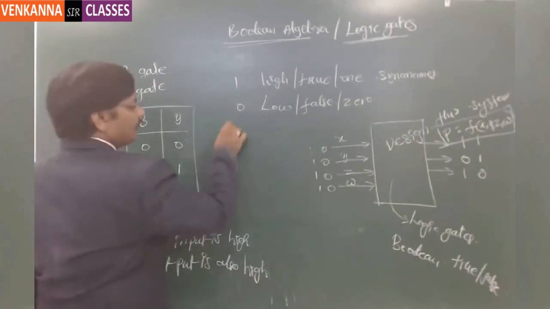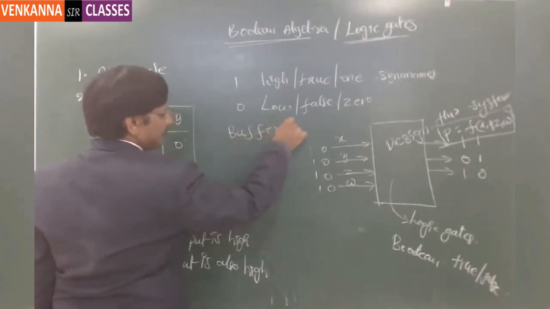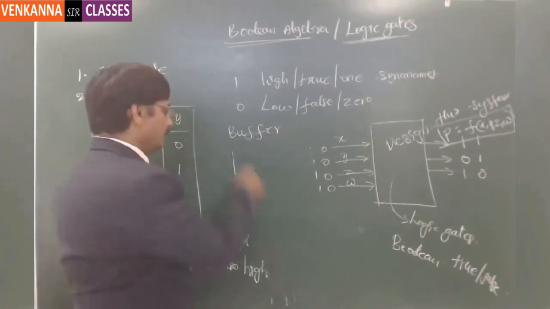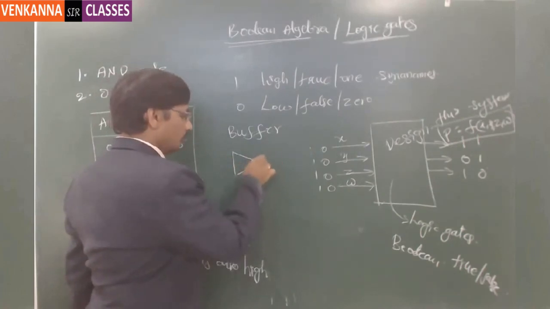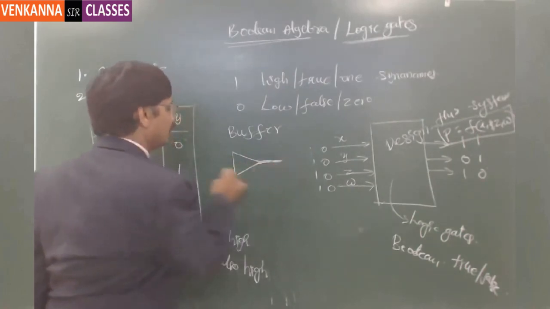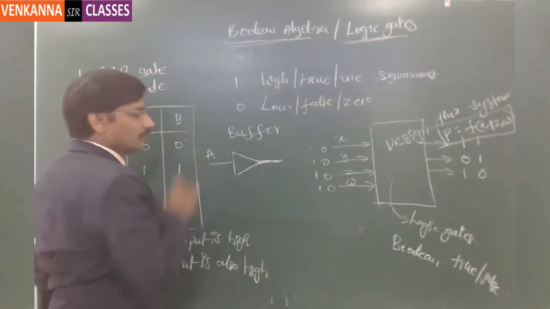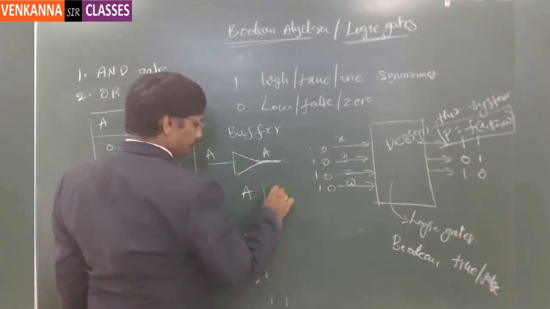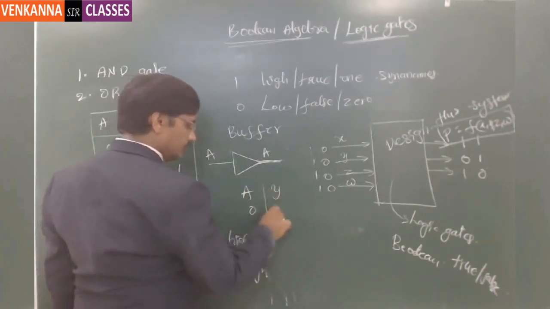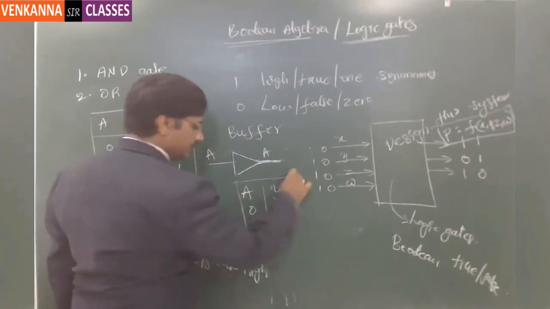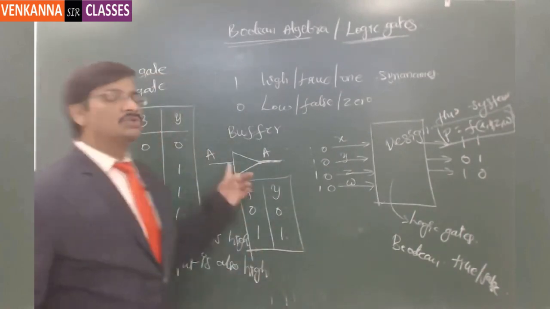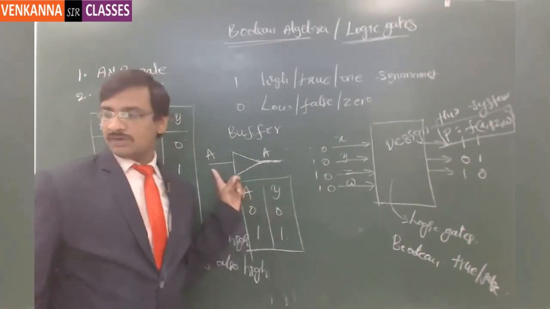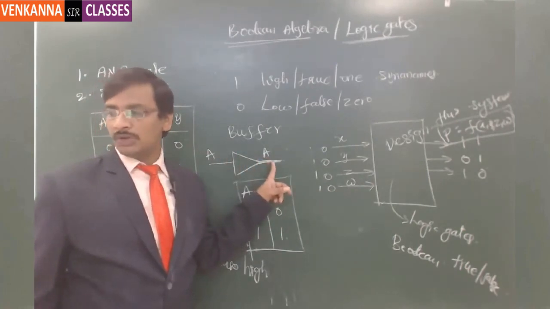Similarly, buffer. A buffer is used for certain internal purposes of impedance matching, where the same value you have given, you will get as the output. So this is a buffer. If you give A here, you will again get A. The truth table of this is: if you give 0, this is 0. If you give 1, this is 1. So this is a special gate used for impedance matching. Got it? So no change. Whatever input you give, the same output you are going to get.